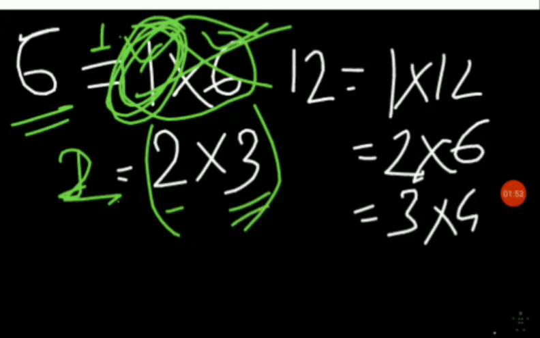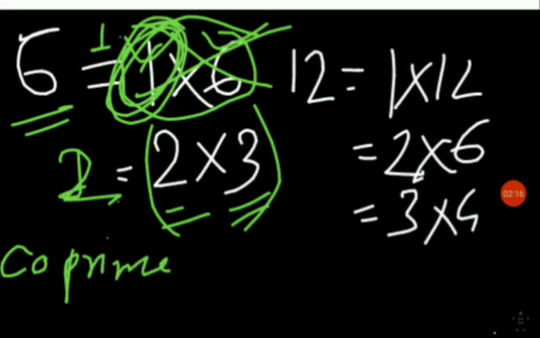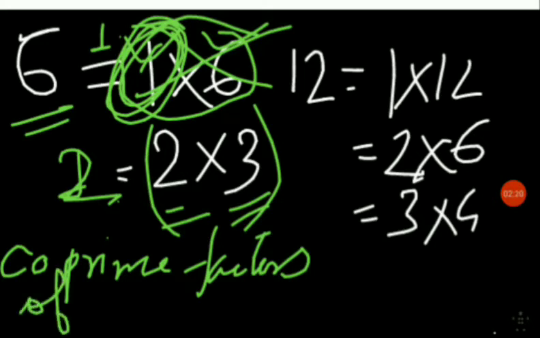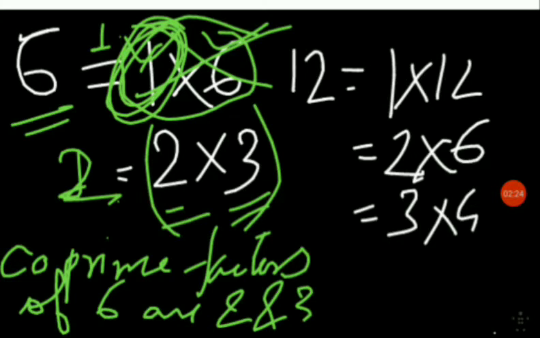Now in this pair 2 and 3, they do not share anything common. So that means this pair is known as coprime factors. So coprime factor means if they do not share anything in common, that means they don't have any common terms. So that means coprime factors of 6 are 2 and 3.